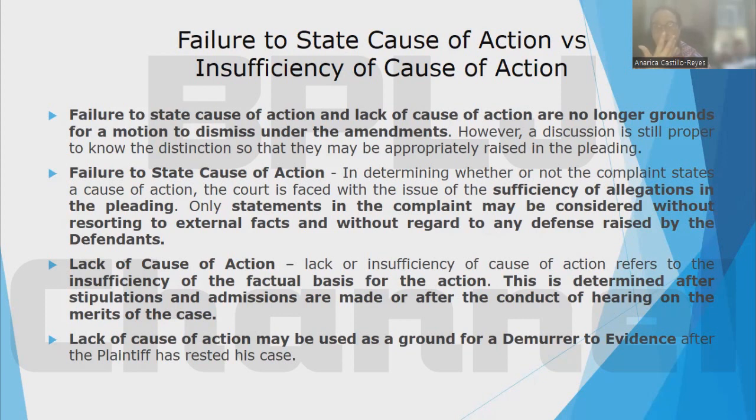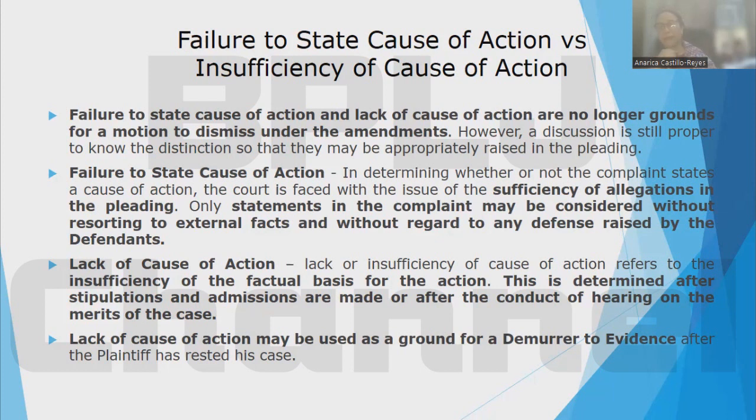So you examine the complaint. If in the complaint it is not clear what is the act or omission that violated the rights of the plaintiff, there was failure to state a cause of action. You only limit the examination to the allegations in the complaint. That is the reason why there is a hypothetical admission that even if all the allegations in the complaint are true, still the plaintiff has no right to file the complaint because there was failure to state a cause of action.